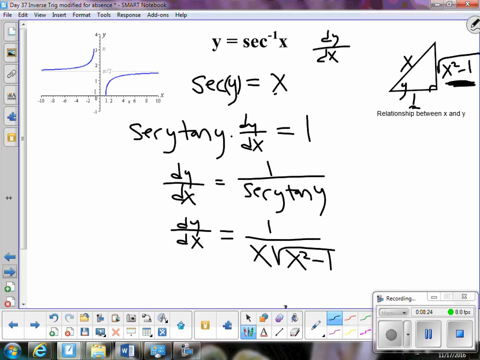Now, one thing just to make it a little trickier here, if you look at the inverse secant graph, you notice how the slopes are always positive? So we need to just put little absolute values here. Keep that slope positive.